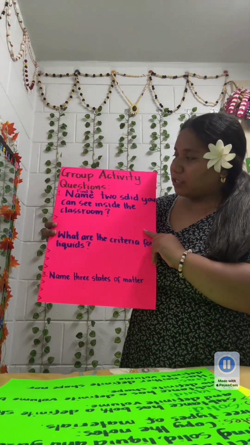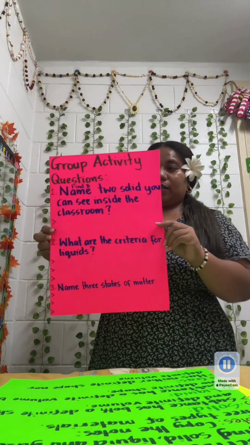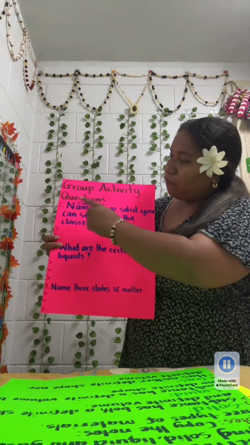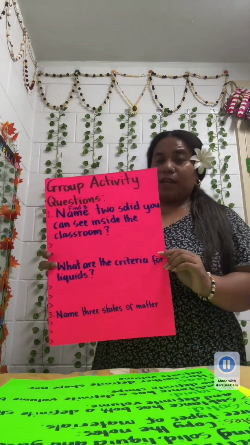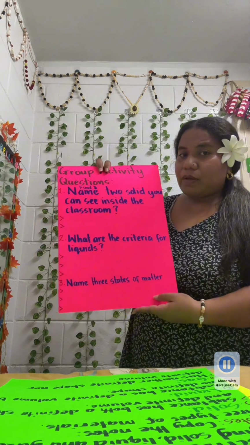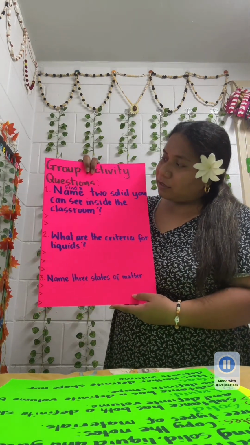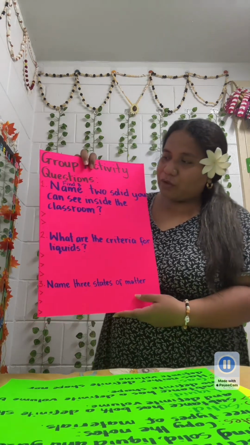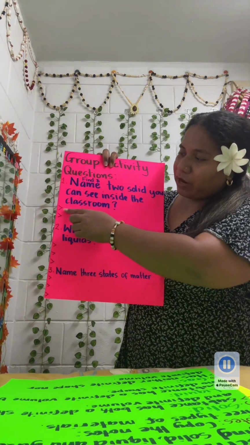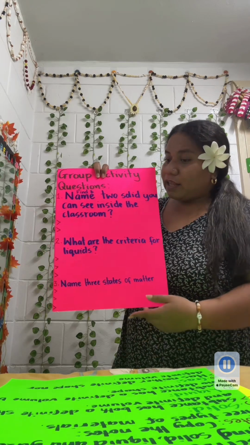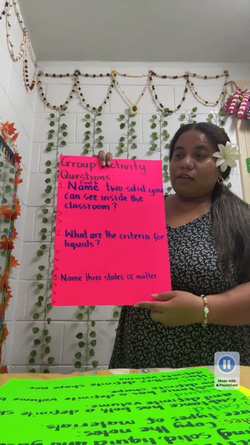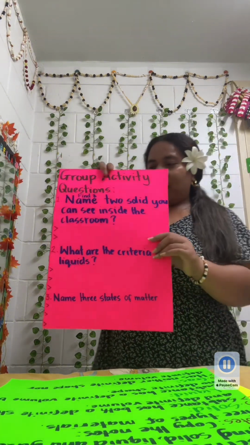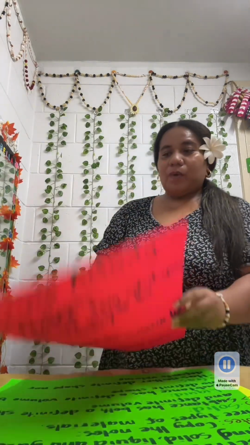For our group activity, group number 1, please find and name 2 solids you can see inside the classroom. Name 1. Pencil. Very good. So you have to write it here, pencil. And then the other solid, can you name it please? Chair. Very good, that's correct. Okay, everyone give applause to group number 1.